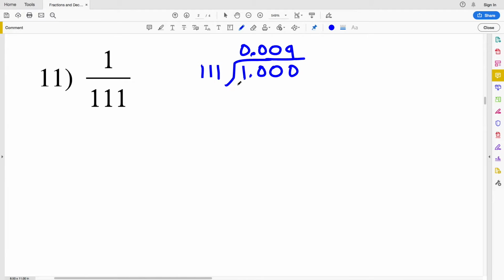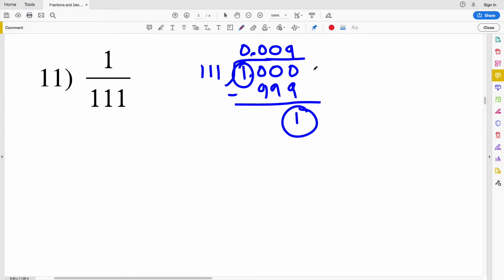So 9 times 111 is going to be 999. So subtracting from 1,000, we'll get 1. And then we can stop right there because we're right back at that beginning value, trying to divide 111 into 1, or 1 divided by 111.